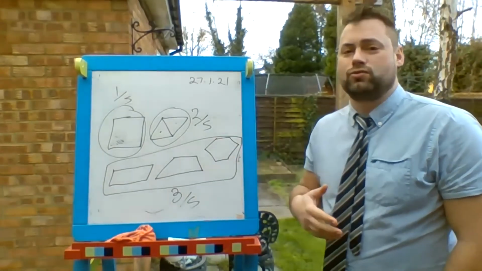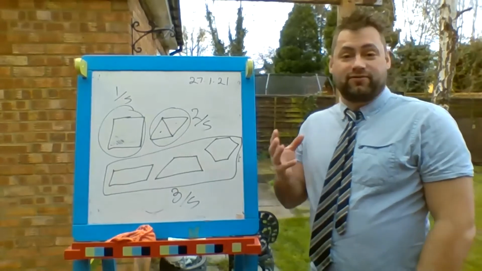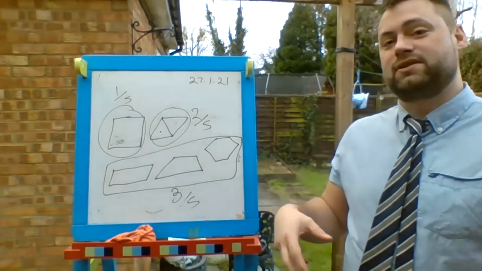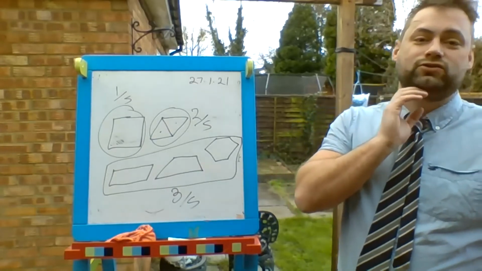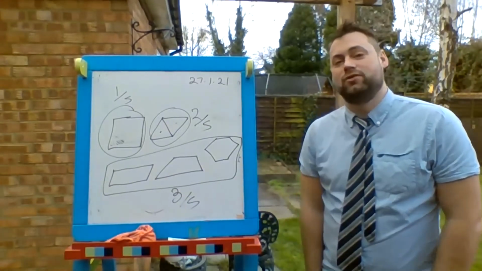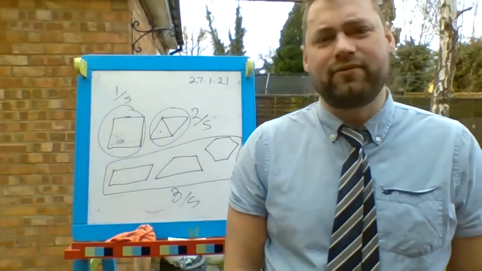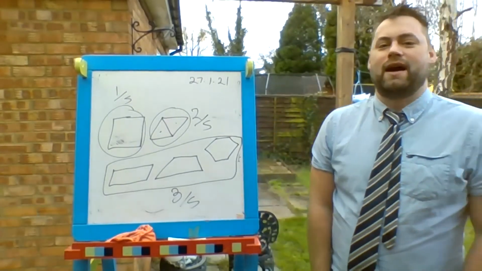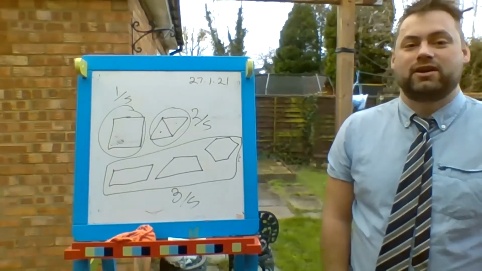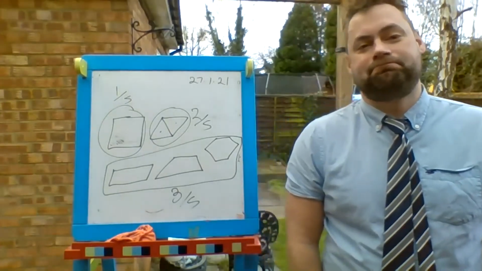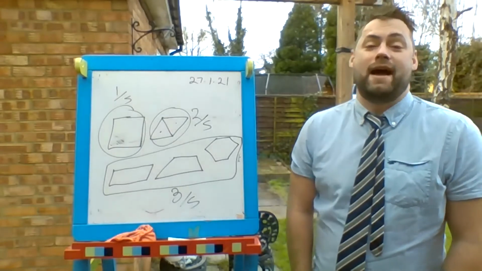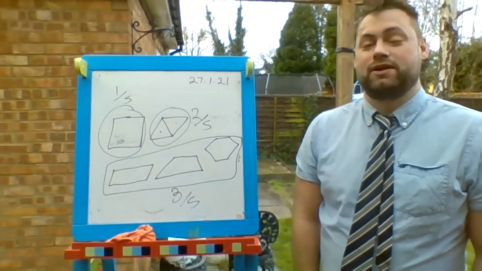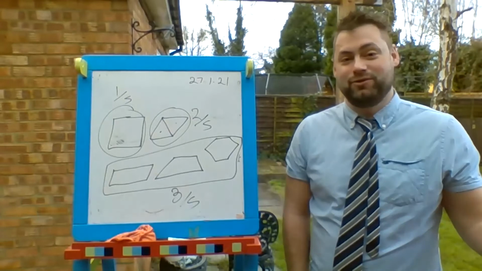where you were asked to draw shapes to show the fractions. You had to draw shapes that showed that 1 out of 5 was a square, 2 out of 5 were triangles, and then 3 out of 5 were shapes that had more than 3 sides. Now, how you interpreted this question would have depended on what you drew.